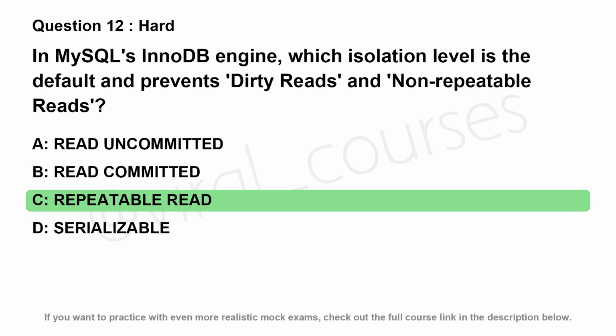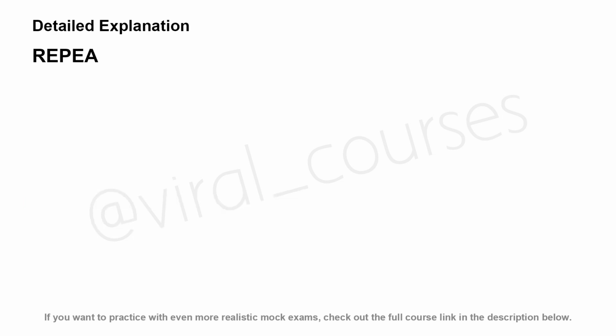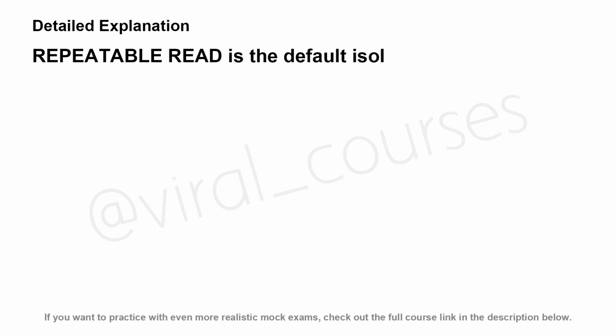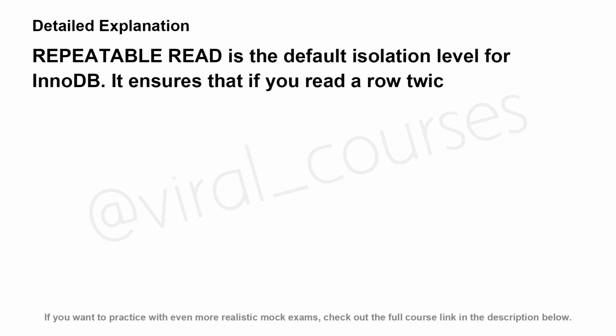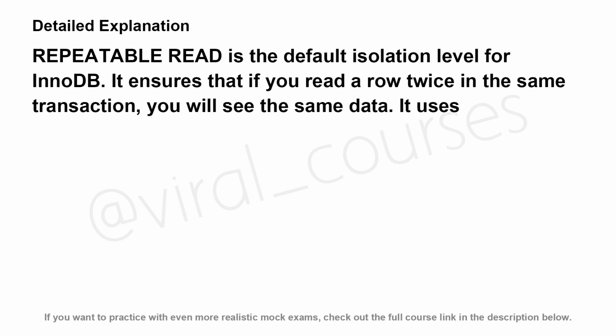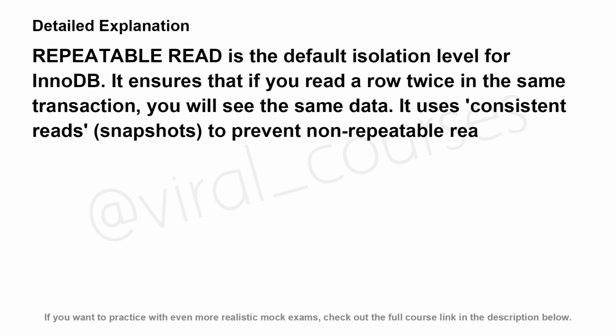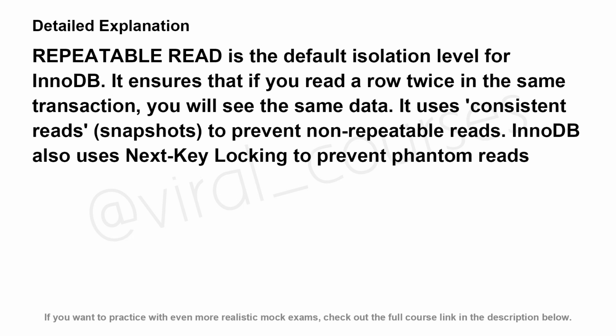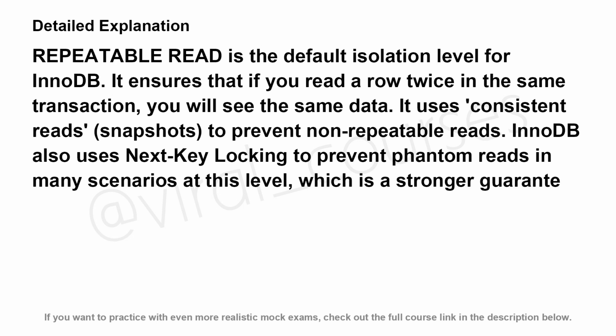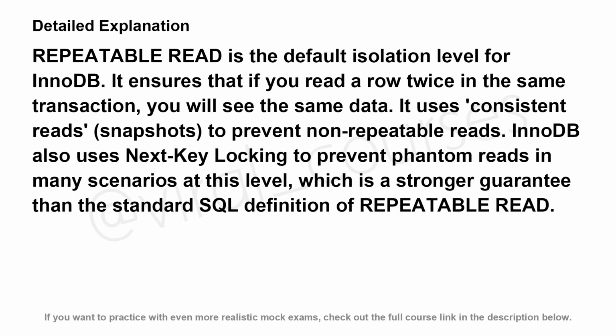The correct answer is C. Repeatable read is the default isolation level for InnoDB. It ensures that if you read a row twice in the same transaction, you will see the same data. It uses consistent reads, snapshots, to prevent non-repeatable reads. InnoDB also uses next-key locking to prevent phantom reads in many scenarios at this level, which is a stronger guarantee than the standard SQL definition of repeatable read.